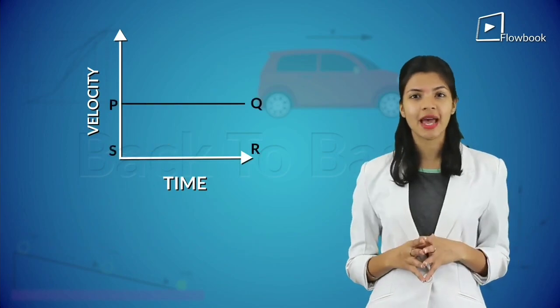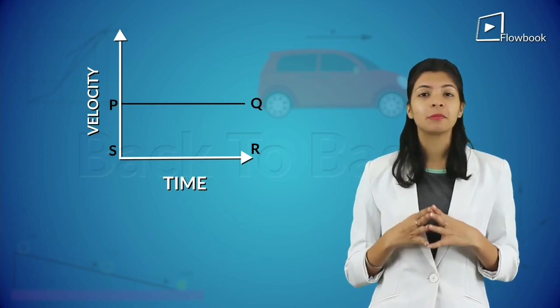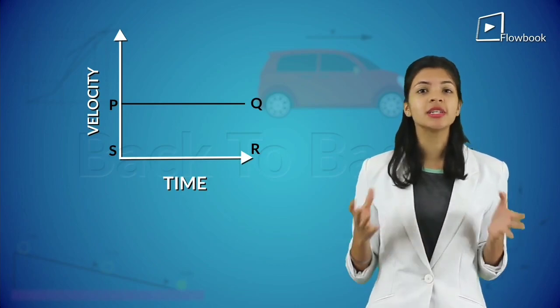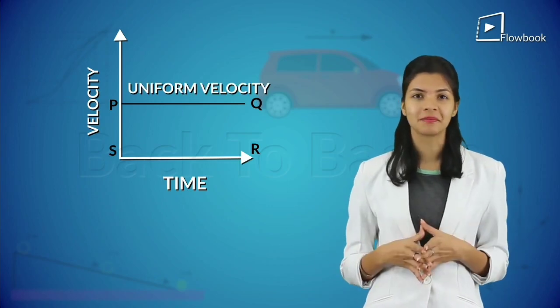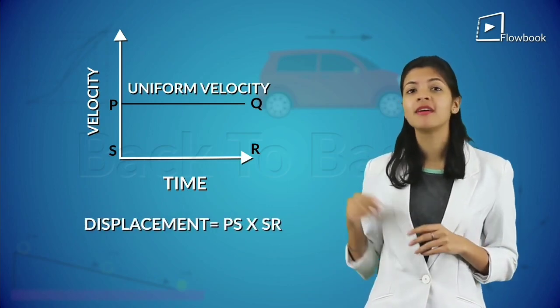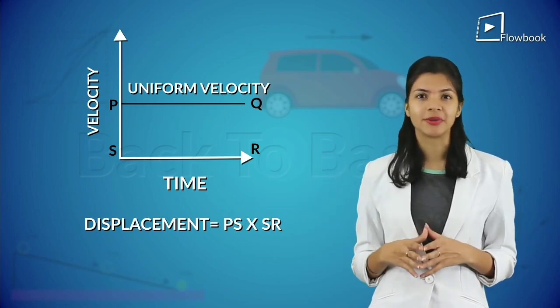When the velocity time graph is parallel to the x-axis like this, it means that the acceleration is 0 and the body is moving with uniform velocity. The displacement will be the area under the line, which is PS into SR.